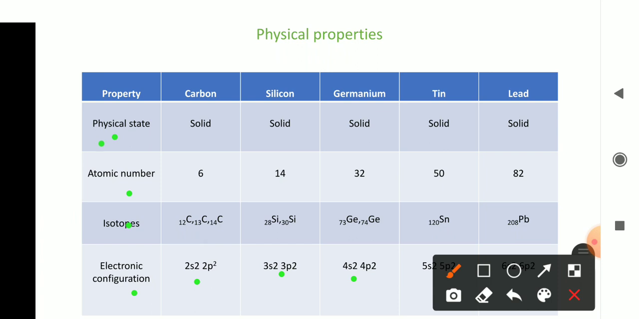First property we are going to see is physical state. Okay, students, all the elements of group 14 starting from carbon to lead, carbon, silicon, germanium, tin and lead, they are all in which state? They are all in the solid state. There is no liquid element, there is no gaseous element. Carbon is a solid, silicon is a solid, germanium is a solid, tin is a solid, and finally lead is also a solid. Then atomic numbers.